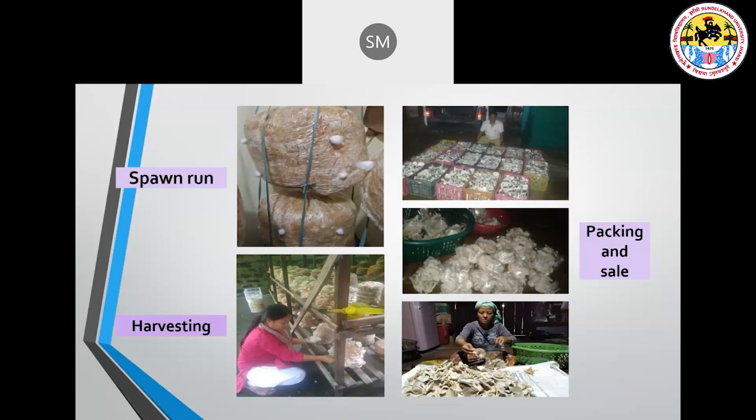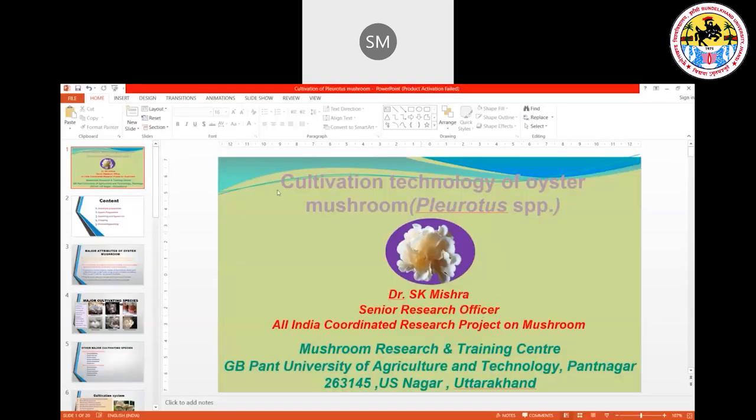Here you can see the second method, harvesting of the mushrooms. After exhaustive production, we remove the polythene, and again we have a flush on the mushroom logs. So this is a simple method of harvesting, and after harvesting, make the packing like this and get ready for sale. So this is overall the presentation regarding the cultivation technology of the oyster mushroom.